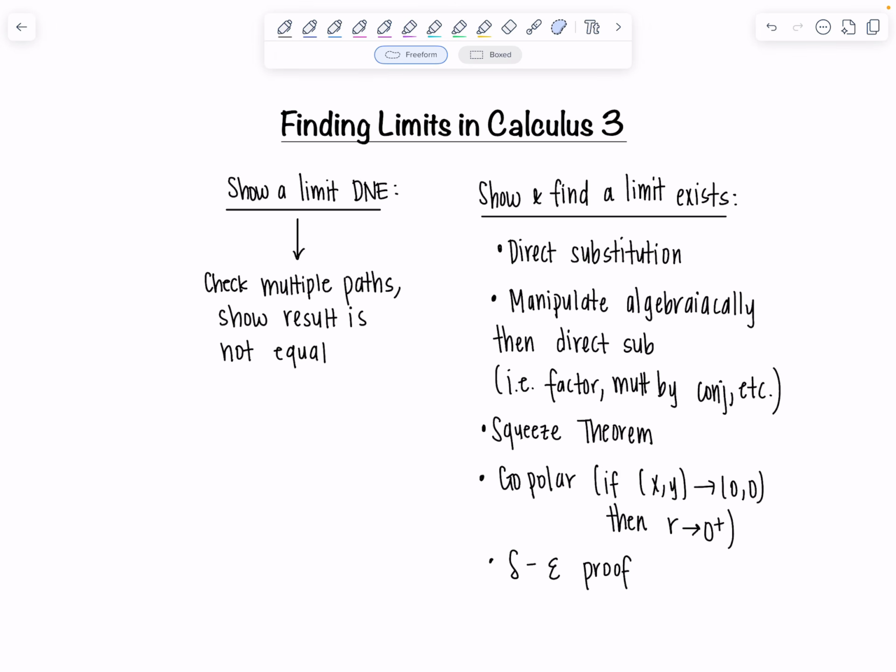So your sole purpose is because you already think the limit doesn't exist. You're checking paths to try to show that one path's limit does not equal the other path's limit for the function, and then boom, you're done.